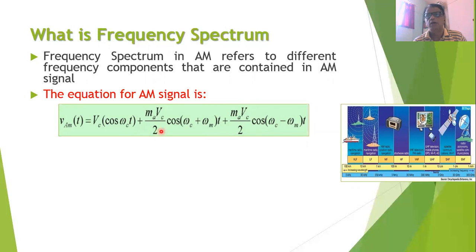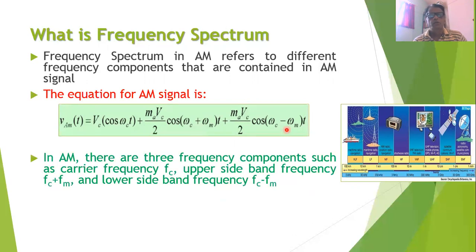The second component is called the upper sideband component. The frequency of the upper sideband is ωc + ωm, and its linear frequency is fc + fm. Then the third component is the lower sideband component, of which the angular frequency is ωc − ωm, and its linear frequency is fc − fm. So in AM, there are three frequency components: one is the carrier frequency fc, the second is the upper sideband frequency fc + fm, and the third is the lower sideband frequency fc − fm.